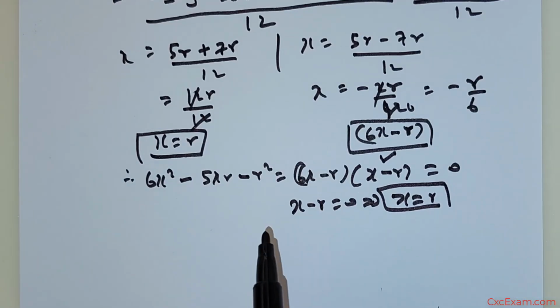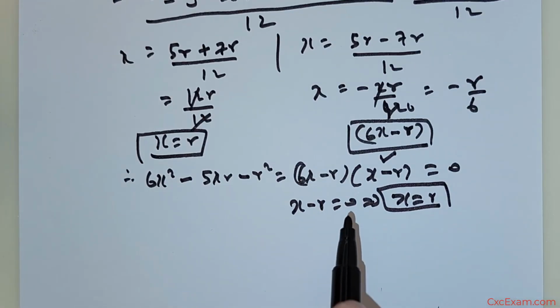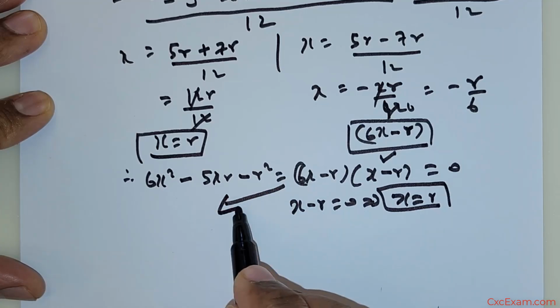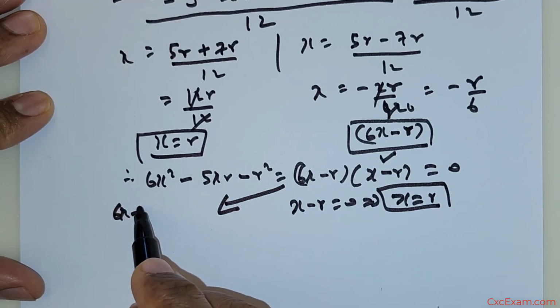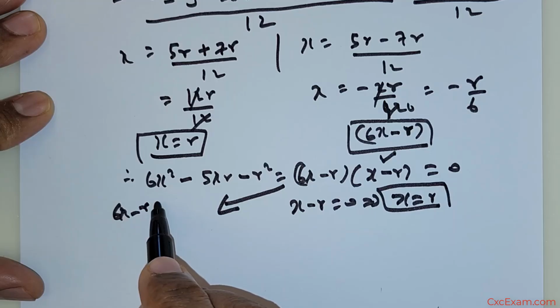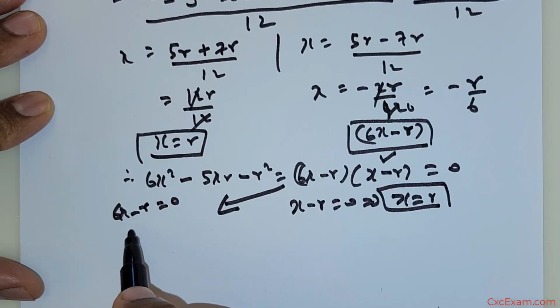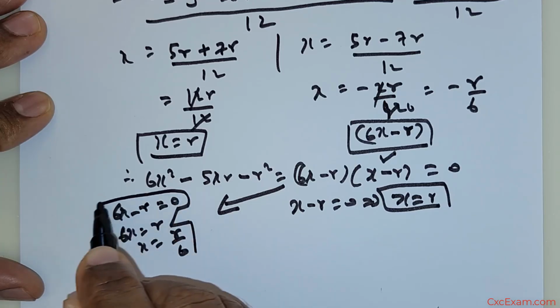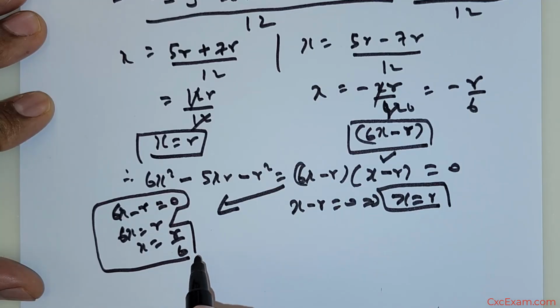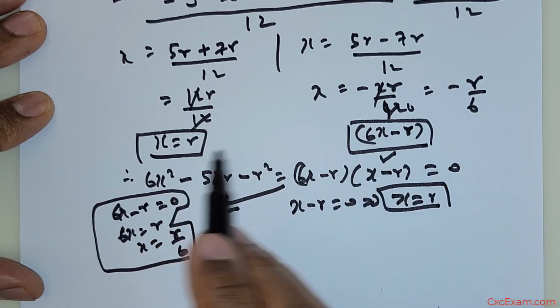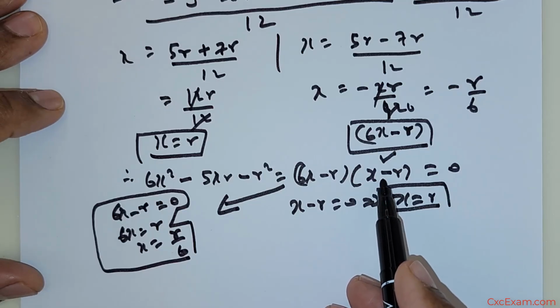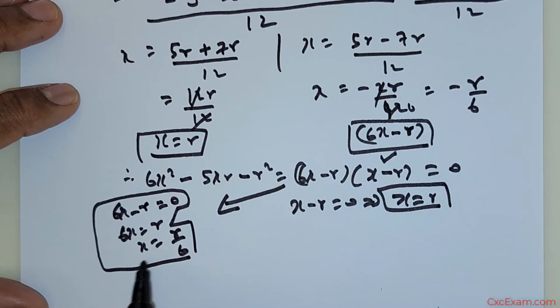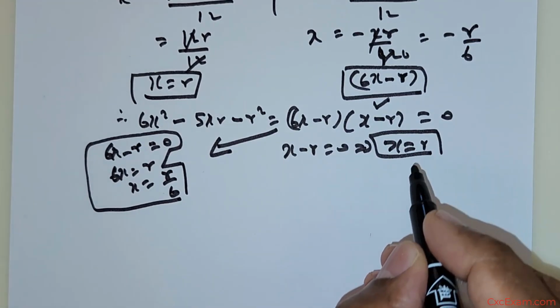Now you have a small homework: why can you not take 6x − r = 0, and then extract 6x = r and then x = r/6? Why is this not possible? Because we're getting two values, right? I am going to be picking up x − r = 0. Now you will have to give a rationale why this cannot work. So x = r is the value.